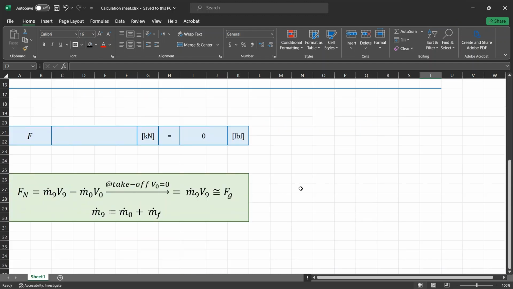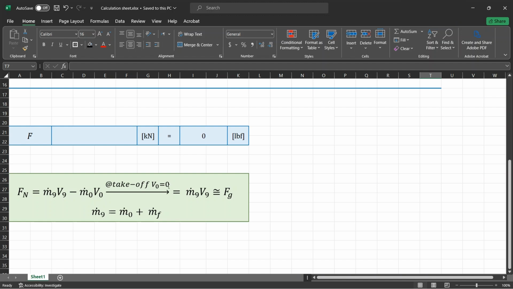Now, in the formula that we have here, the net thrust of the engine, from conservation of linear momentum, we have m dot 9, which is the mass flow of the fluid, air and the fuel mass flow, at station 9 outside of the nozzle, times its speed of flow, subtracted by the airflow at the intake of the engine times the airspeed, or the aircraft speed.